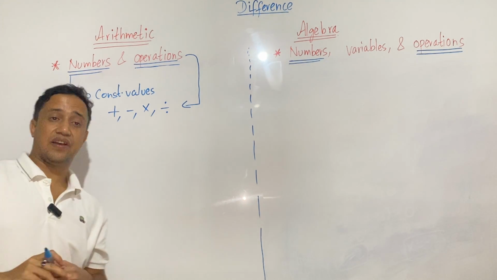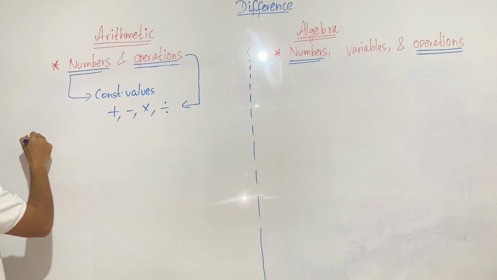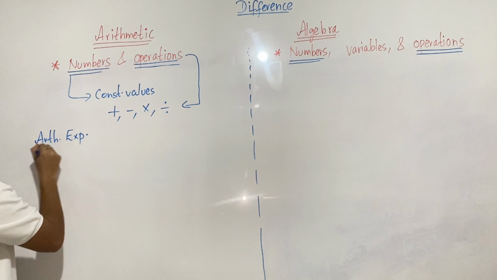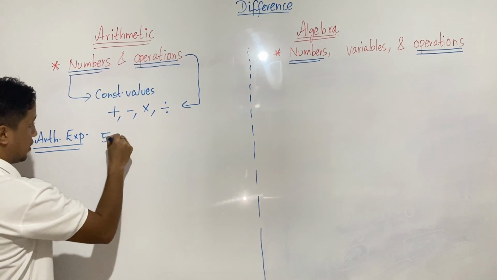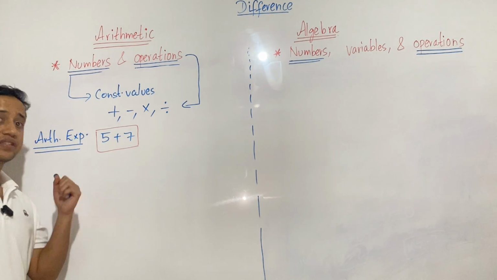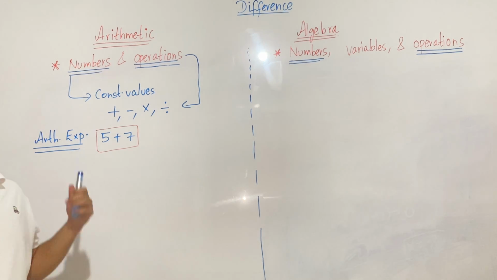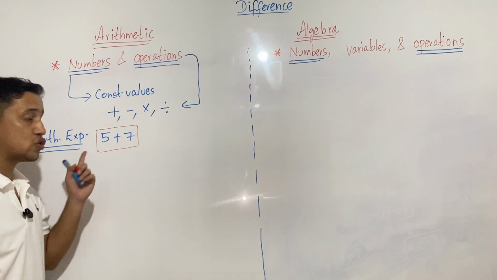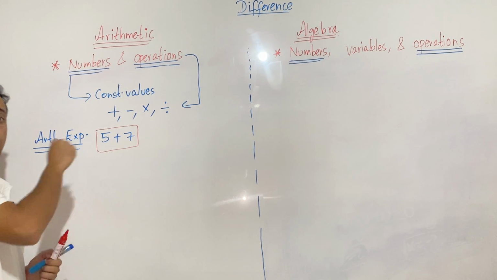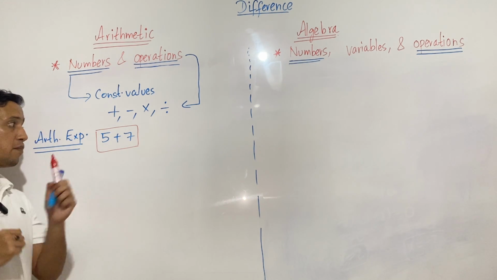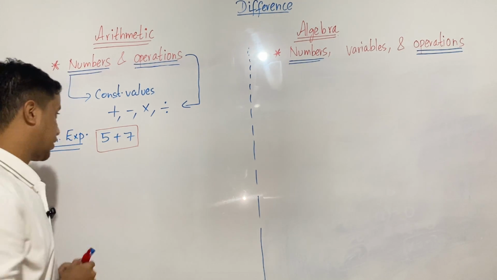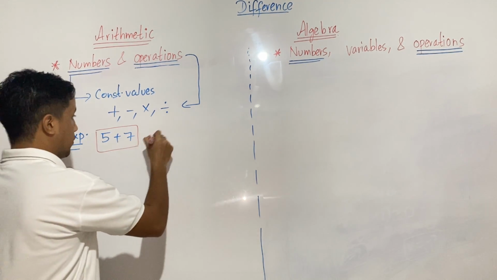Let's take an example of an arithmetic operation. So here I have the expression 5 plus 7. When you look at this arithmetic expression, the first thing that comes to your mind is that there are two terms that have values 5 and 7, and we have to perform addition on these two constant values. When we perform addition on these two constant values, we'll get a constant as our answer, which is going to be 12.